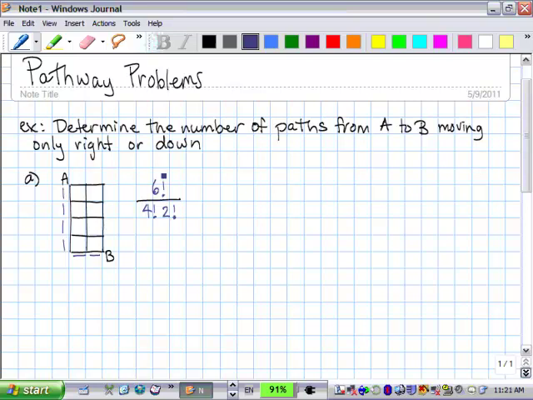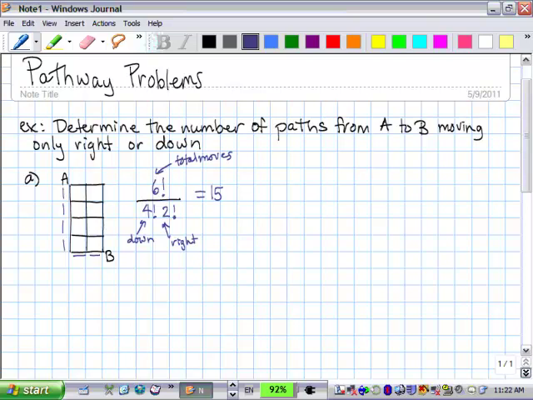So let me just write that in. That's total moves, 4 is down, and 2 is to the right. 6 factorial divided by 4 factorial is 6 times 5, which is 30, divided by 2, and someone roll that through your calculator, but I think that's 15. So 15 total different paths from A to B.